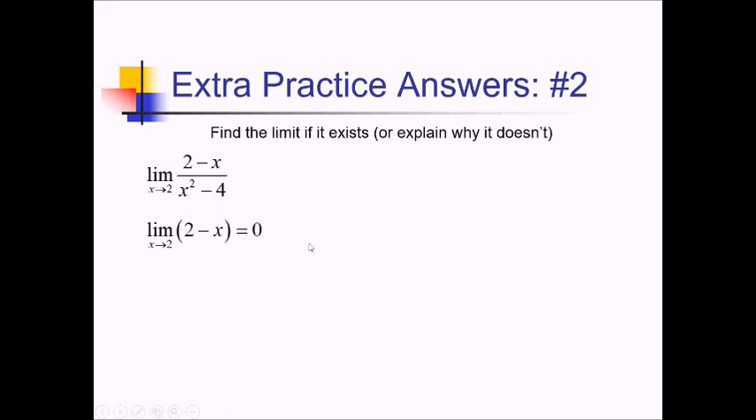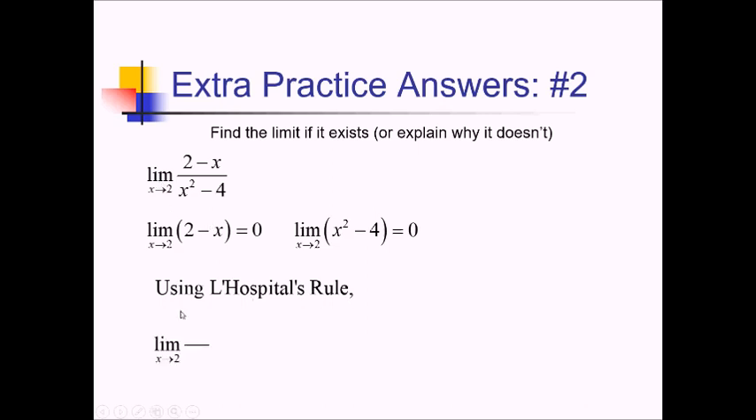And then we have the limit as x approaches 2 of the denominator. 2 squared minus 4 also comes out to 0. So therefore, since I have 0 on the top and the bottom, I can use L'Hopital's rule. So I'm going to take the limit as x approaches 2 of the derivatives of these items here. In the numerator, derivative of 2 minus x is negative 1. Denominator, derivative of x squared is going to be 2x. And if I plug 2 in now, I've got negative 1 over 4, which is our final answer.